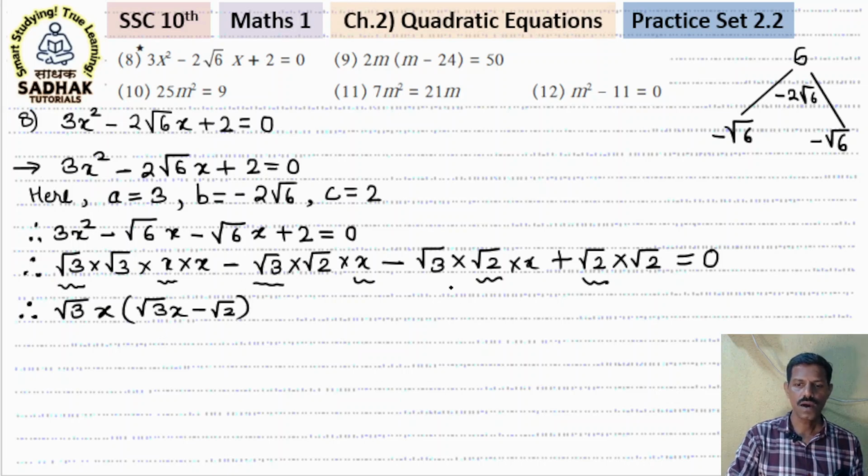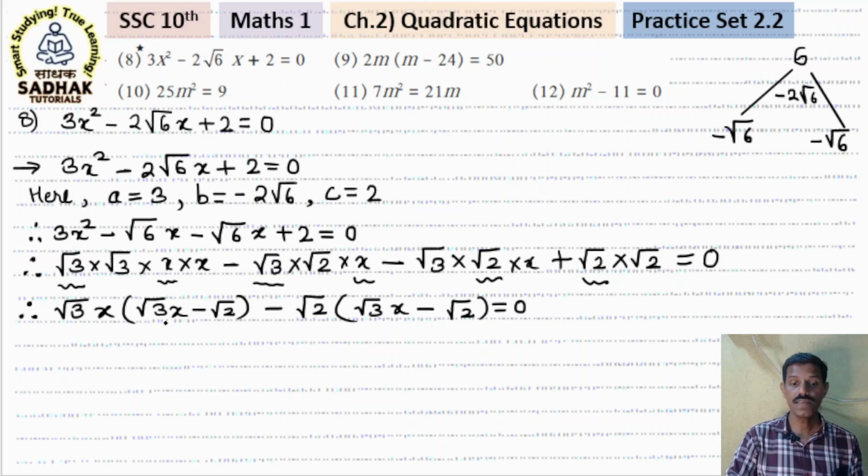Now look at the third and the fourth terms. There the minus sign will be outside. What is common? √2 is common. So what is remaining inside? It is √3 x. Now this plus sign will change into a minus sign because outside the bracket there is a minus. So minus √2 is equal to 0.